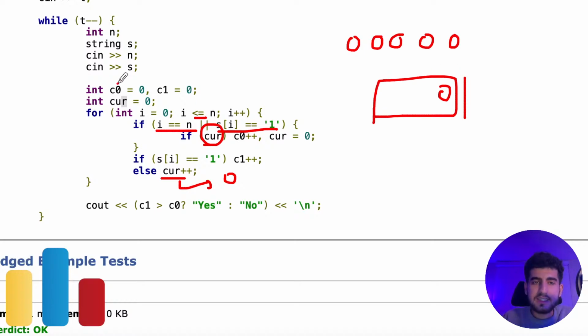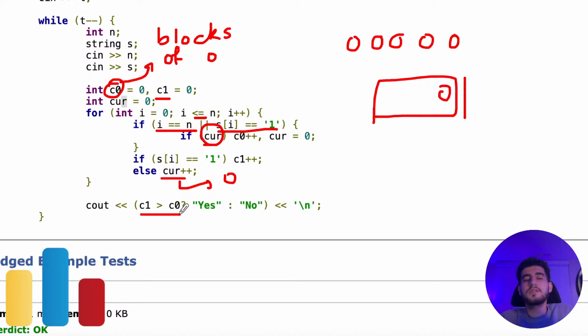So in here C0, I want C0 to be the number of blocks of zeros, and C1 is gonna be the number of ones. And at the end I will compare these two values. If C1 was greater than C0, the answer is yes, otherwise the answer is gonna be no.